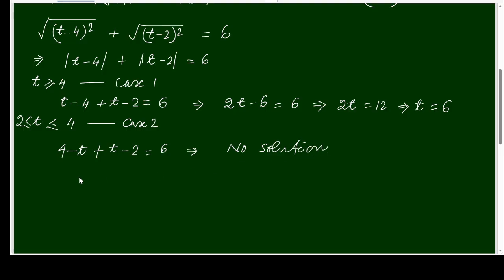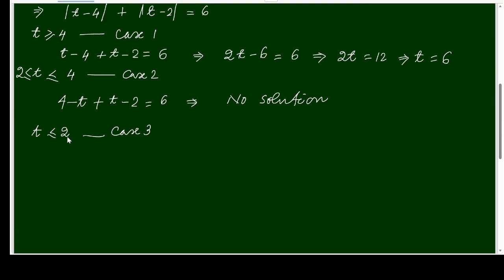And the third case is when t is less than or equal to 2, so that time both are negative. So this will be 4 minus t plus 2 minus t equals 6. So that time again t gives 0, which was not the condition because we have written that t is greater than or equal to 1. So this is not possible.